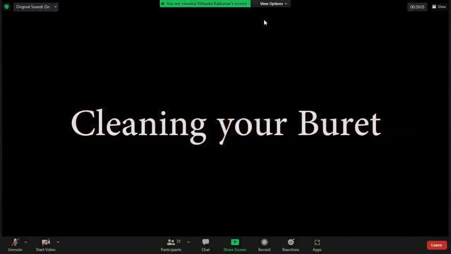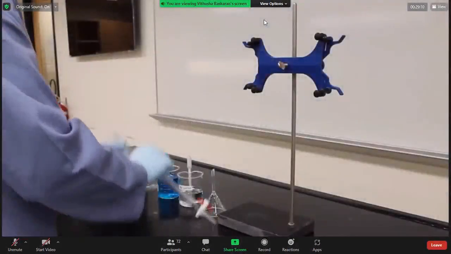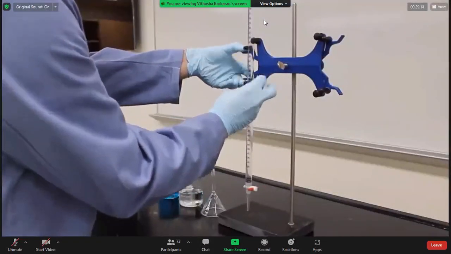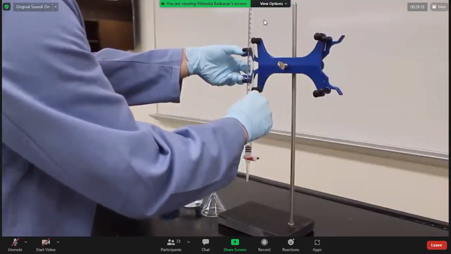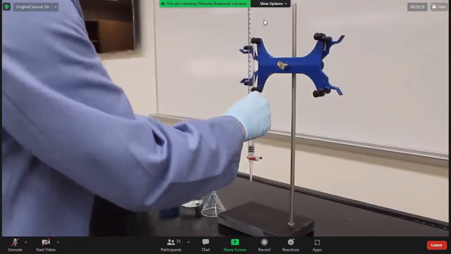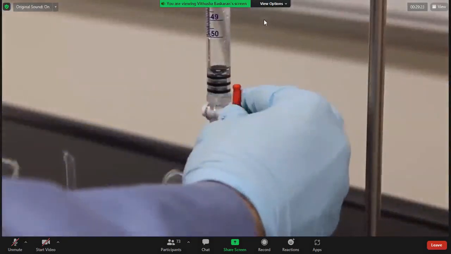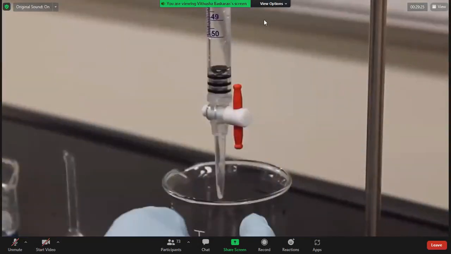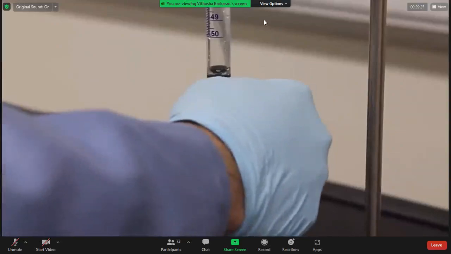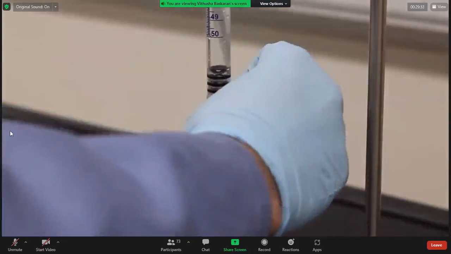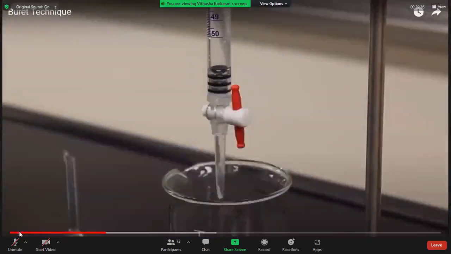The first thing that you always want to do is to clean your Buret to ensure that there are no impurities inside. Take your Buret and mount it in the stand. Place your waste beaker under the tip of the Buret. When the stopcock on the Buret is turned in this direction, it allows liquid to flow through. When the stopcock is in this position, it stops the flow of liquid. For cleaning the Buret, we are going to leave it in the open position.